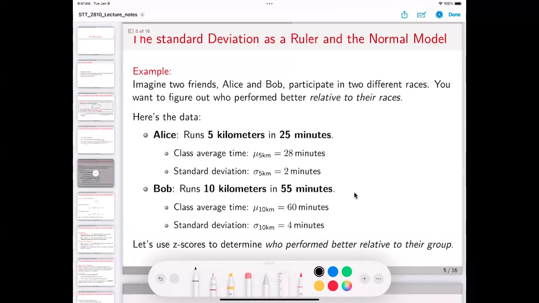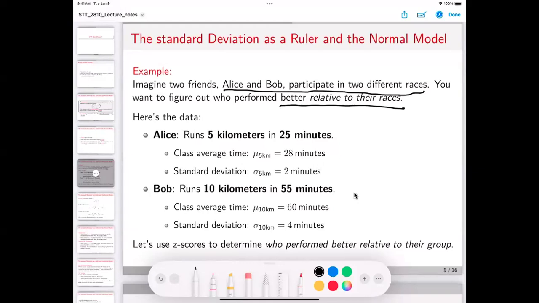Let's look at this example here. It says imagine two friends, Alice and Bob, participate in two different races. So these are two people, and they participated in two different races, right? And you want to figure out who performed better relative to their races. That is what you want to do. Two people, they didn't participate in the same race. They participated in different races. And you want to figure out who performed better relative to their races.